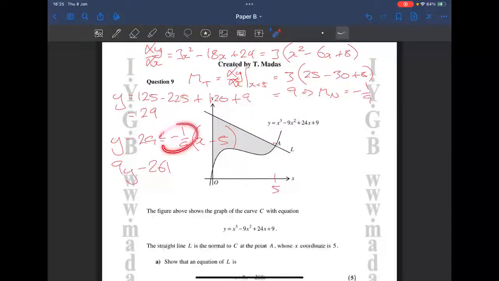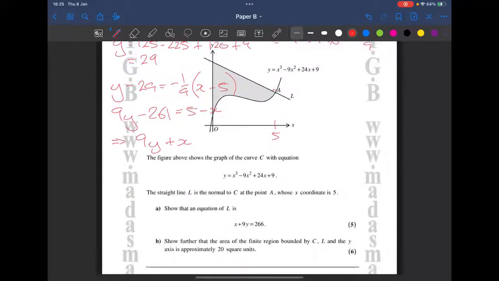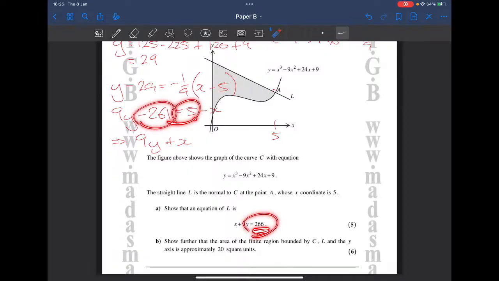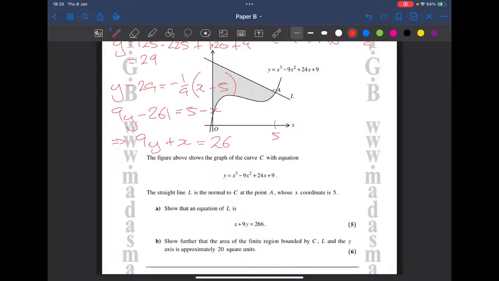And this negative then, we'll expand this bracket with the negative. So the 9 we've kicked to that side. The negative will leave over here to give us 5 minus x. And let's just add over to the other side, so we'll have 9y plus an x. And then looking at this, we want to add over the 261 with the 5 to make the 266 that they're looking for. So that's all good.